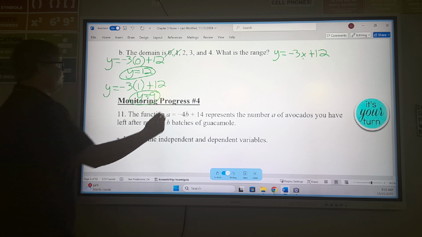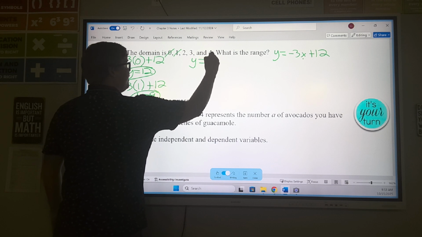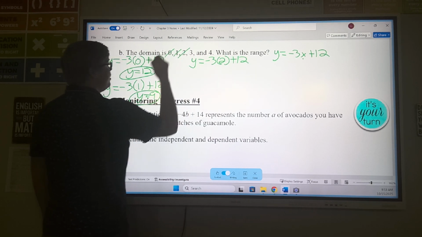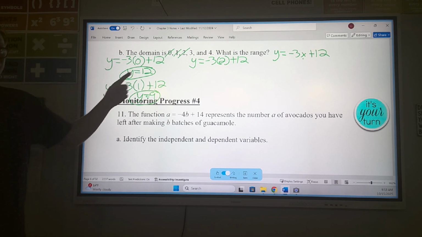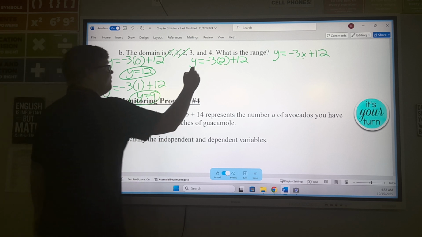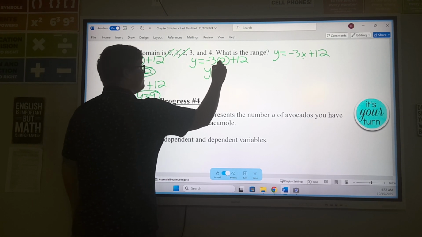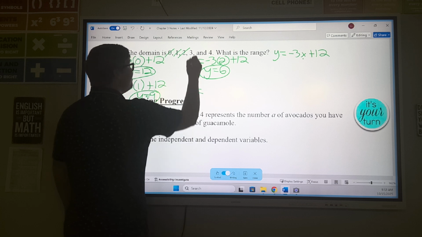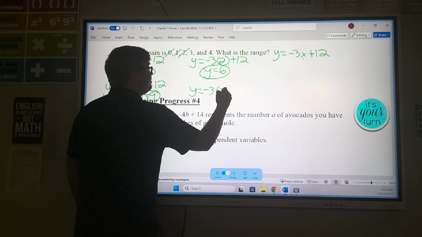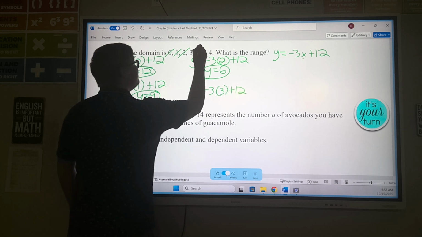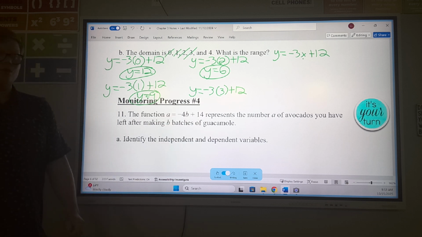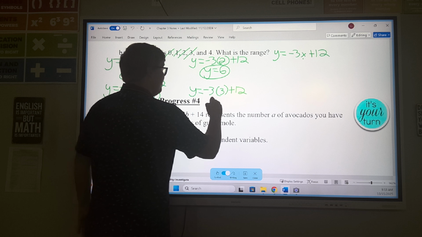Okay, now we're going to use 2. We have y equals negative 3 times 2 plus 12. We've used 2, let's cross it off. Negative 3 times 2 is a negative 6. 12 minus 6 is 6. Now, let's put 3 in. Negative 3 times 3 plus 12. Cross that 3 off. Negative 3 times 3 is a negative 9. 12 minus 9 is 3.